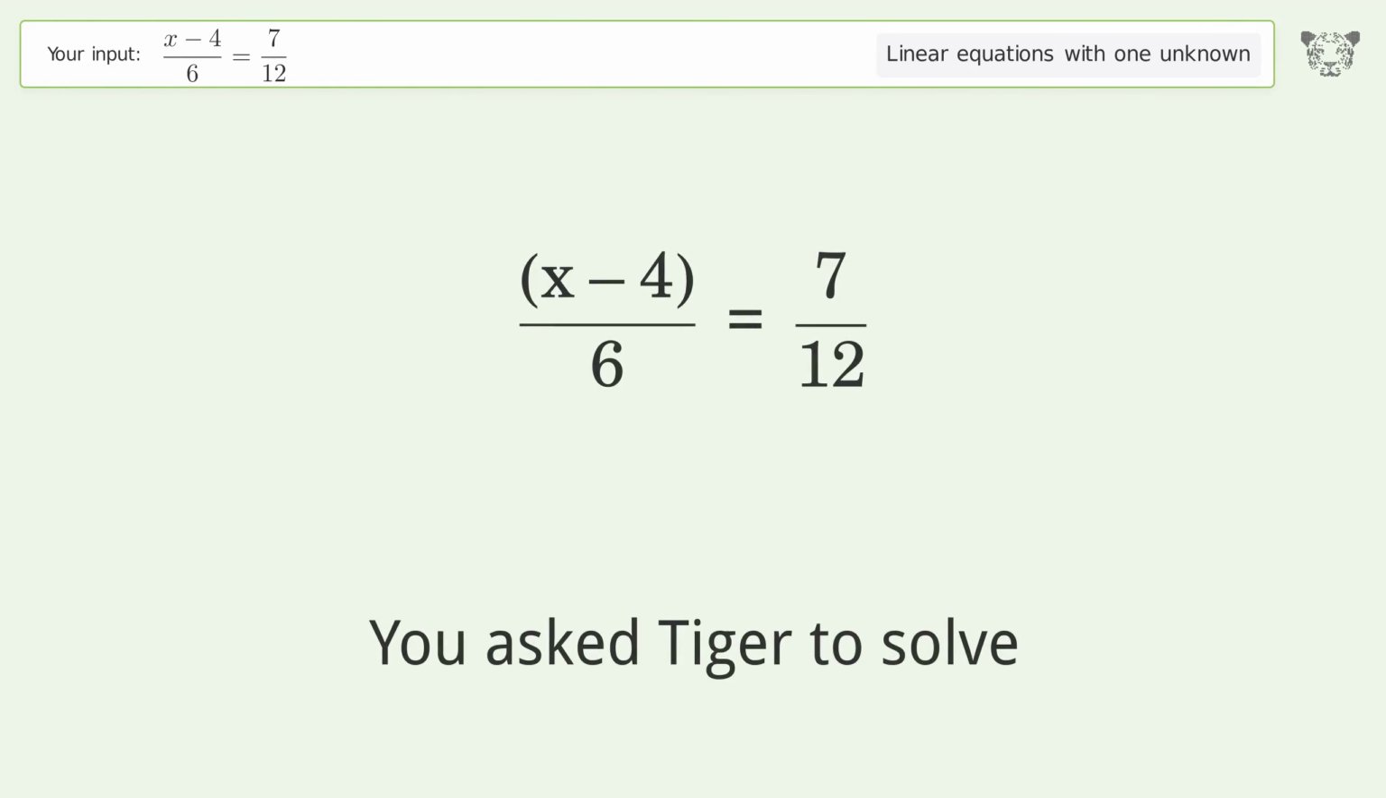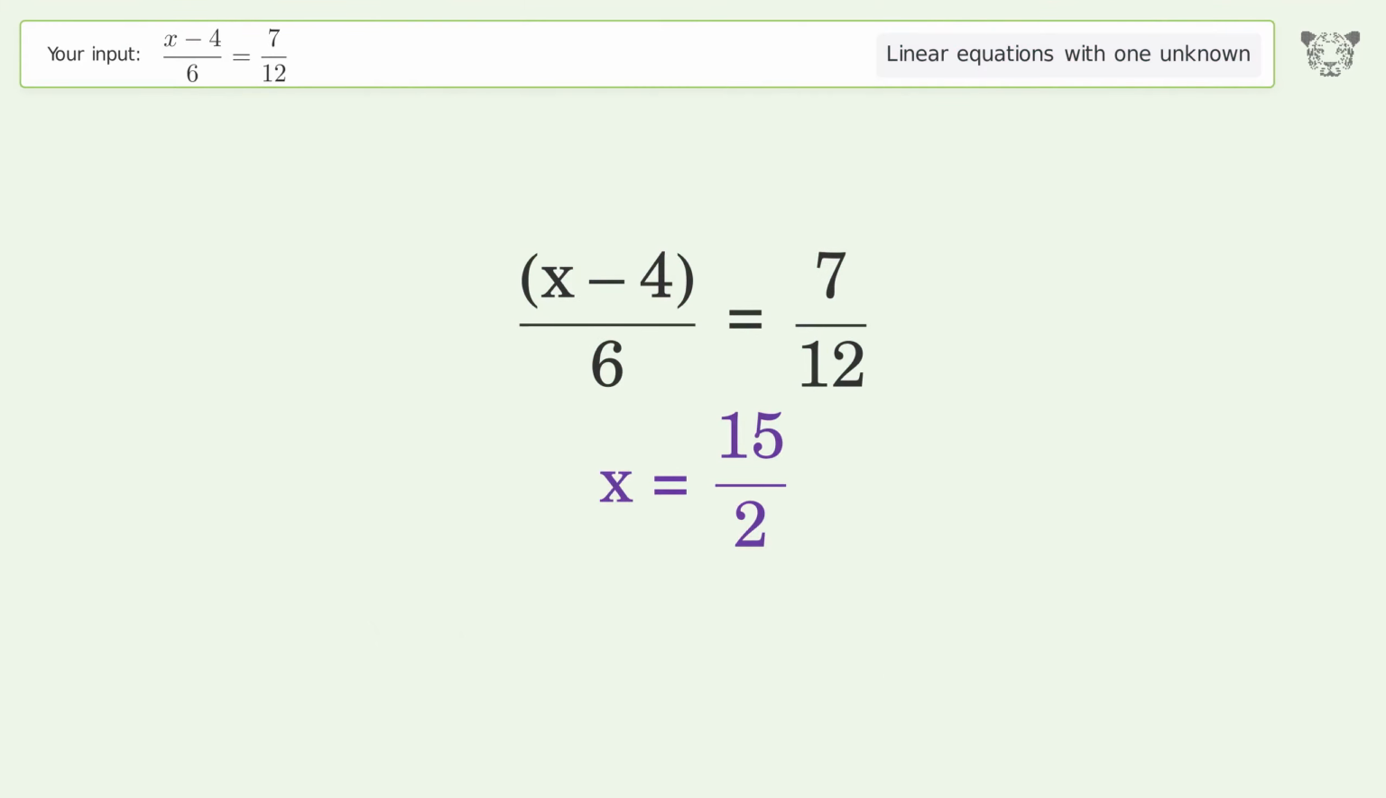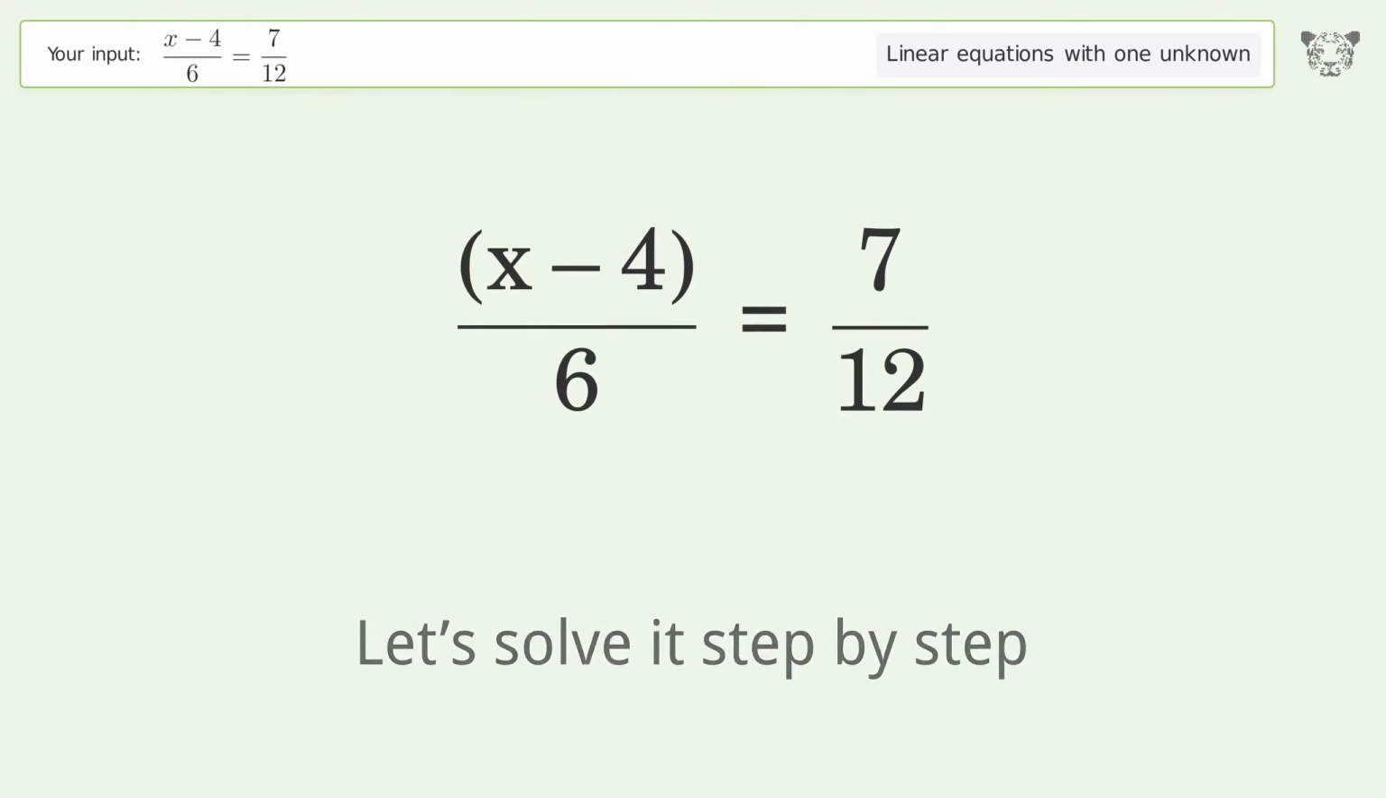You ask Tiger to solve. This deals with linear equations with one unknown. The final result is x equals 15 over 2. Let's solve it step by step.